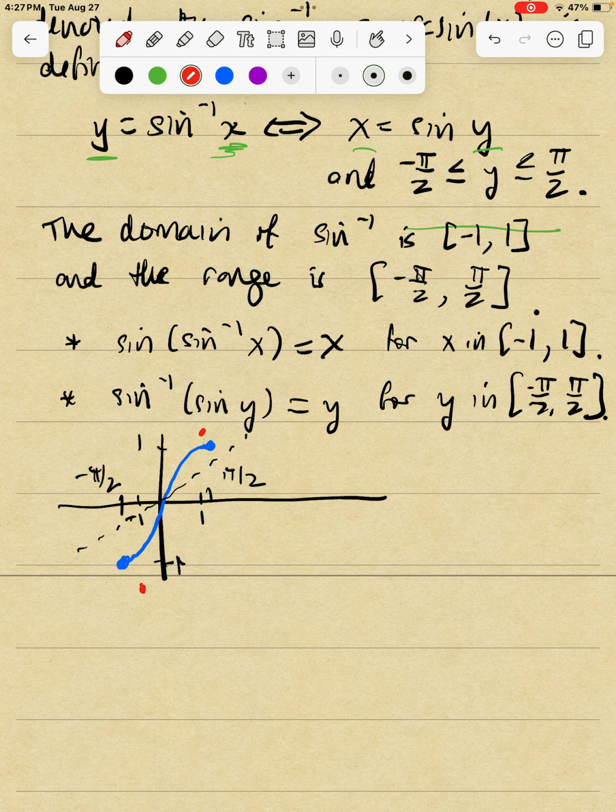Yeah, the problem is that this is not to scale. So the function will look something like this. The line y equals x that I drew is not very accurate. The line y equals x is more like this. So hopefully that gives you some idea of what the graph looks like.